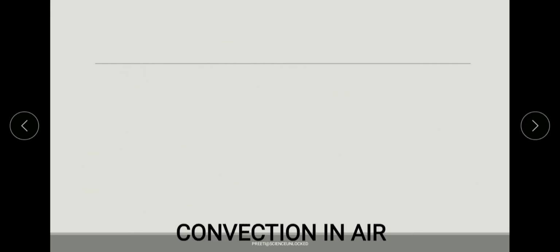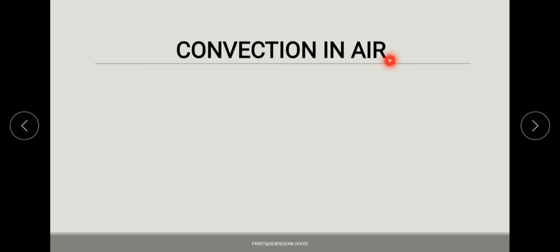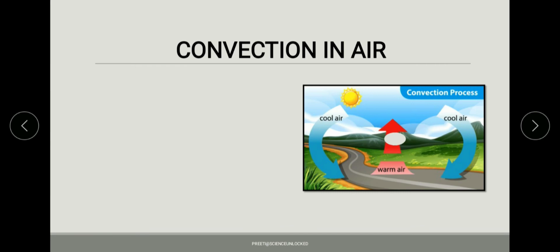Now the same thing is observed with reference to gases as well, and here we will be talking about the convection of air, which leads to the formation of wind. Whenever we talk about air, it is not only the air that we talk about, it is also the concept of wind. So the moving air is called wind.